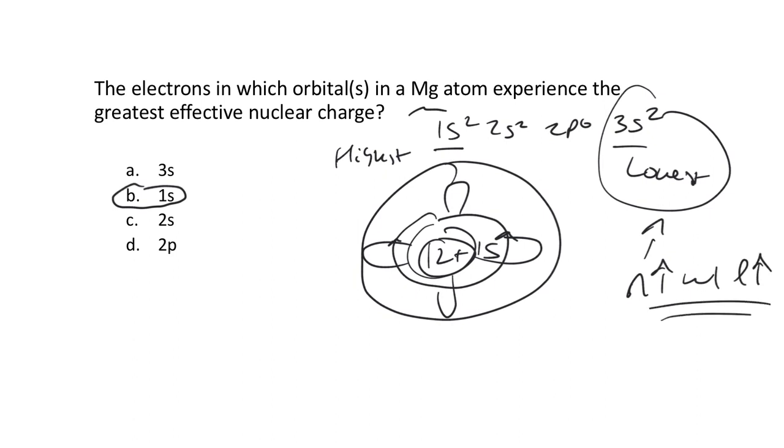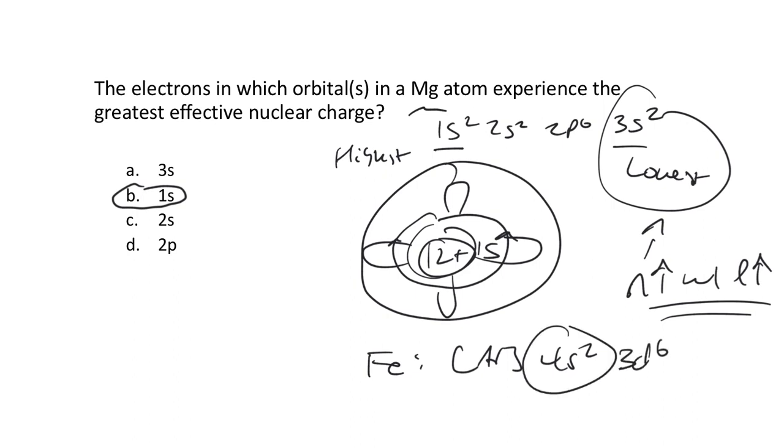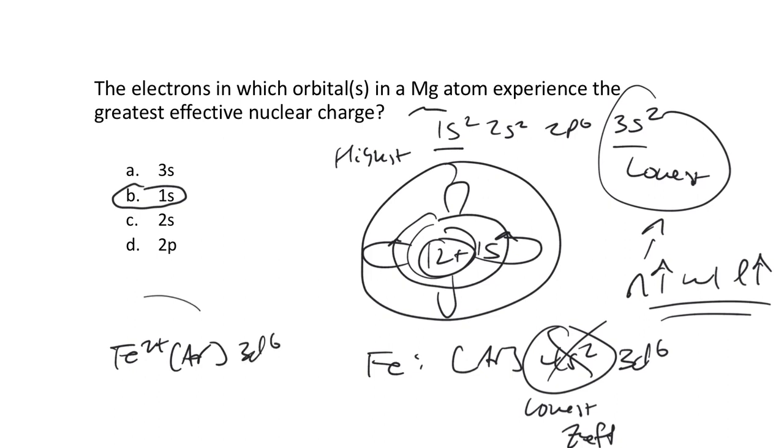So when we start thinking of something like iron, with argon 4s2, 3d6, it's the 4s2 electrons that experience the lowest effective charge. And so the largest electrons, the 4s shell, experience a lower effective charge, so that's why when we go to iron 2+, those are the electrons that we lose first. So iron 2+ would be argon 3d6, because we're removing those lower attracted electrons first.